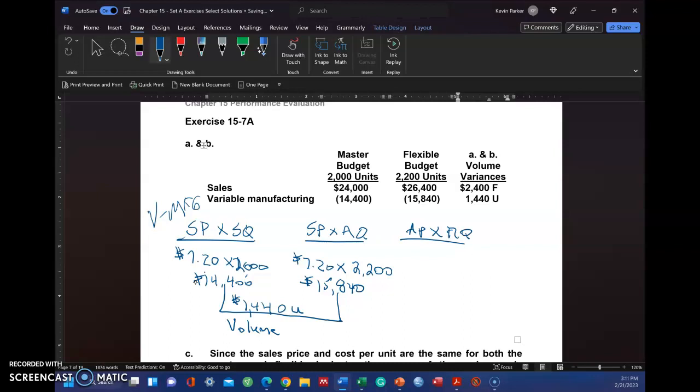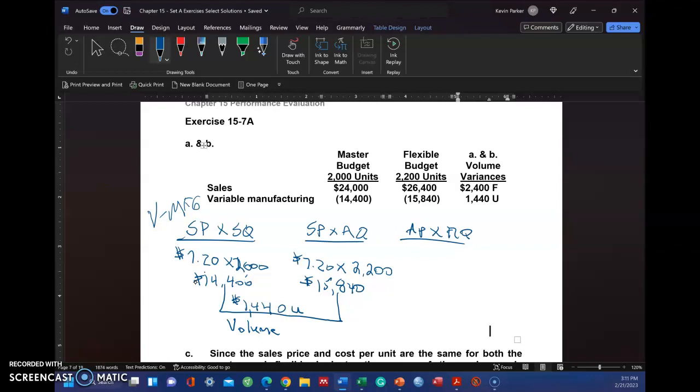Cost is higher. That's the reason it's unfavorable. But it is non-informational. Total variable cost increased because of volume. That's it. That's the reason. There's nothing anyone can do. We think it's a good thing sales went up. We're happy. That means variable costs went up. We're happy. That's just the way it is.